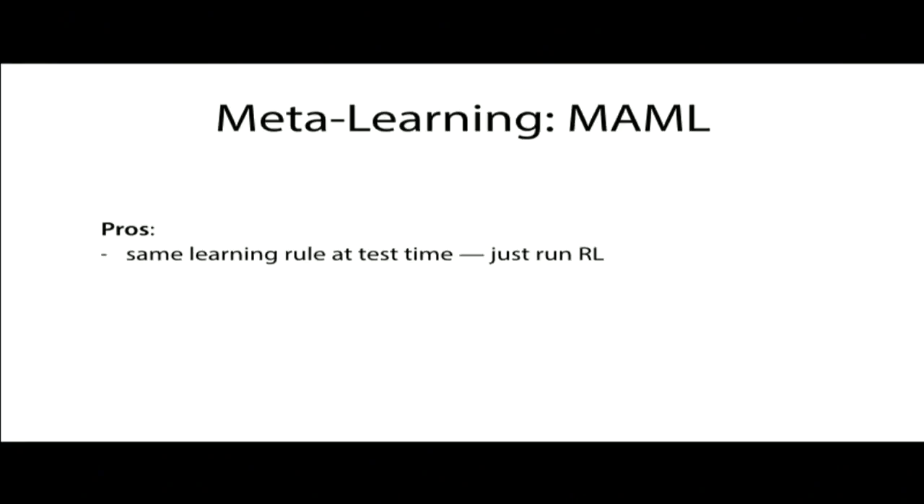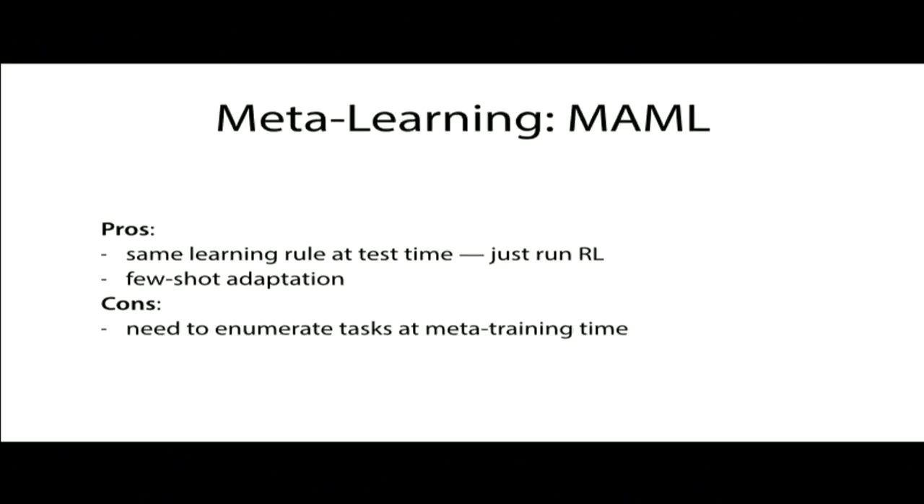OK, so some of the pros. At test time, you're using the same learning rule as reinforcement learning. So you're just starting from your initialization and then running reinforcement learning. What this means is that if you see a new task that is far outside of your representation, you can still learn that using the same update rule, because you're just running reinforcement learning. And you can also achieve few-shot adaptation. With a very small amount of experience, it can adapt its policy very quickly. One of the limitations is that you need to have a number of tasks that you're training on at training time in order to learn this sort of behavior and this sort of adaptation.